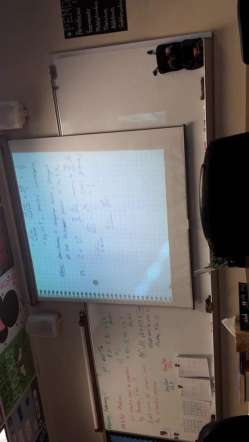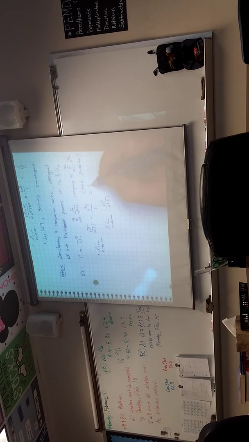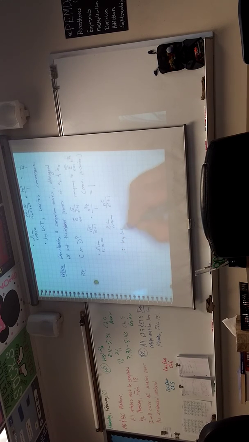Now, the limit comparison test says that if I get a finite positive number, the two series behave the same. So, do I get a finite positive number? Yes. So therefore, my conclusion, by the limit comparison test, is that the series converges.